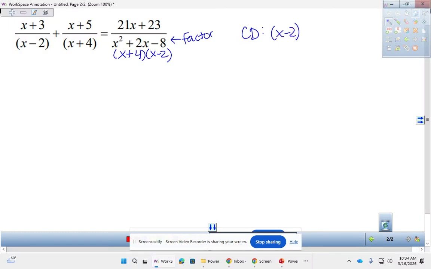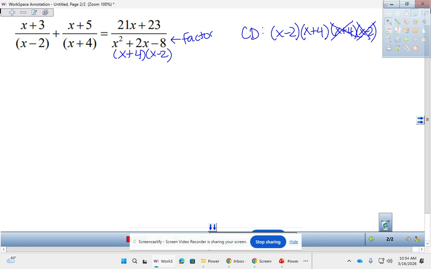So that's the first denominator. This is the second denominator. And then the third denominator looks like this. So I'm multiplying all my denominators together. However, if you have repeated factors, don't use the repeats. I'm not going to use an x plus 4 twice and an x minus 2 twice.